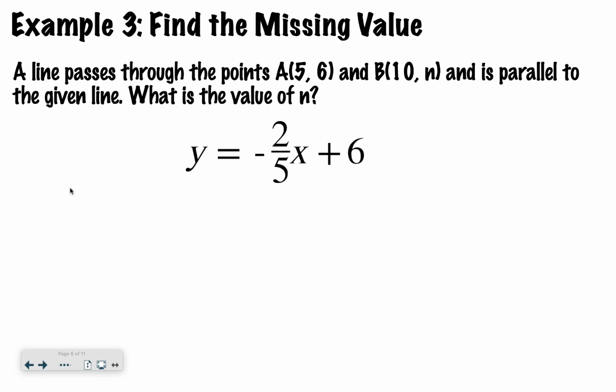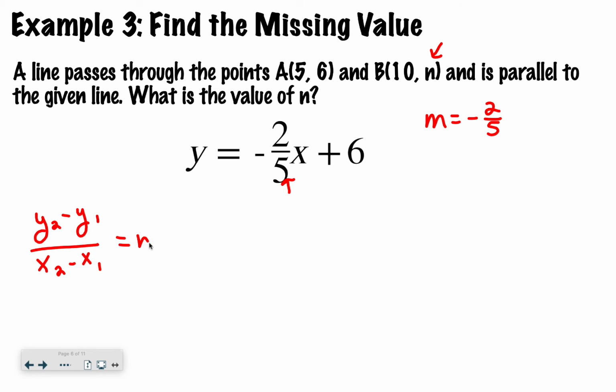So if we're talking about something that's parallel, right away, I know that my slope is going to equal -2/5 because that's my given slope. And now I want to figure out what value of n gives me this slope, okay? So what I'm going to do is use my slope formula: y2 minus y1 over x2 minus x1. I'm going to rewrite that because it was pretty bad. There you go. Equals your slope.